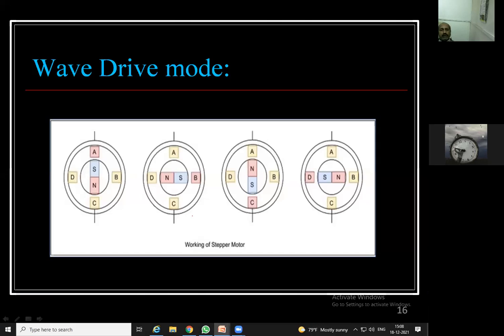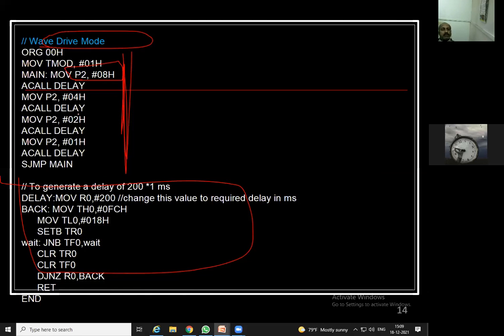Okay, so this is the wave drive, and for that the code has been written. In this there are 4 steps, and we will get a 90-degree step angle. In what is shown here, it is 1, 2, 1, 2, like that. The horizontal and vertical you will get here. So this is the code. It is loaded with 08, then call delay, and then P2 is loaded with 04, 02, 01.